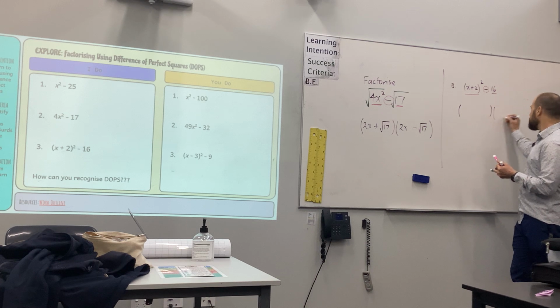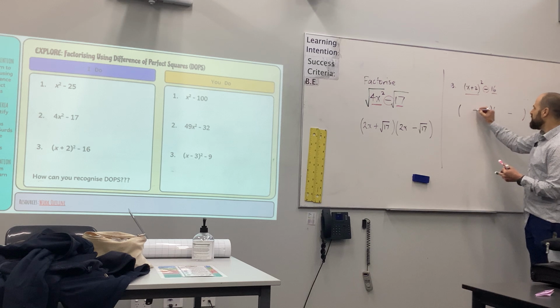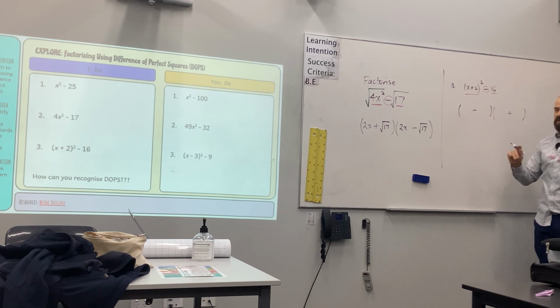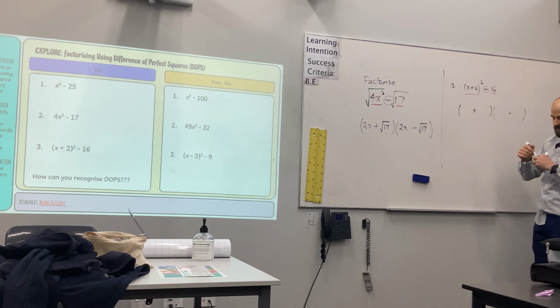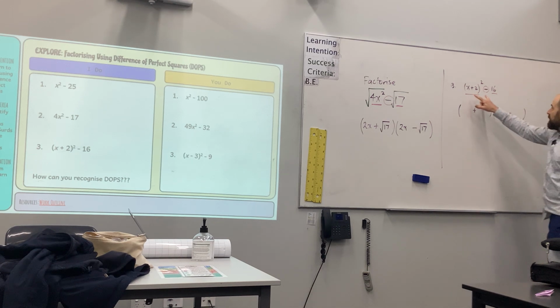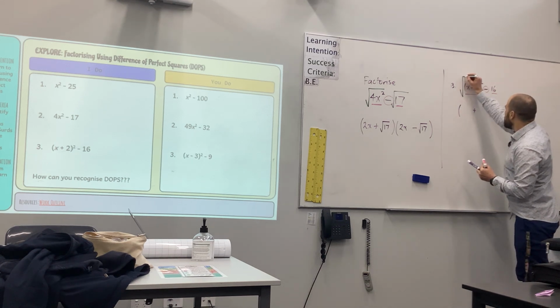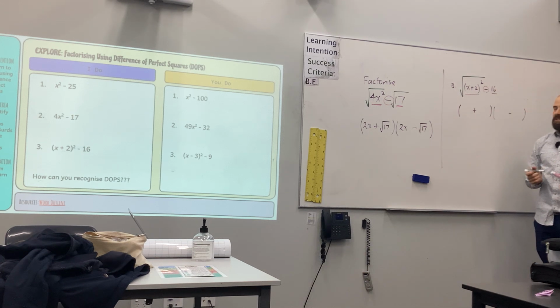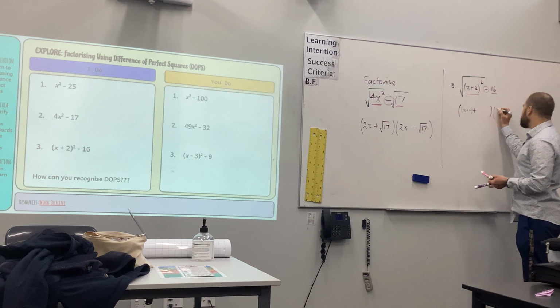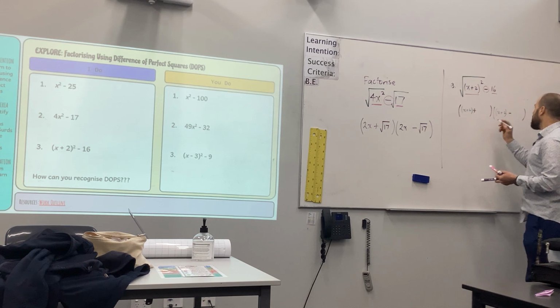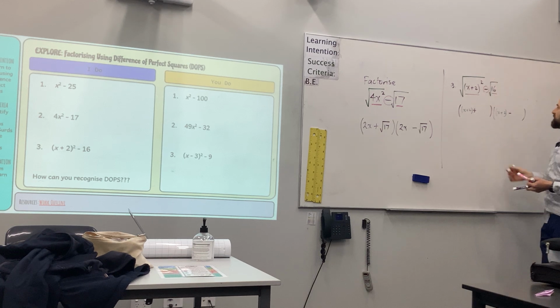We create 2 brackets. We put a plus in one, minus in the other. And just for the record, if it was this way around, that's also fine. But out of habit, I'm just going to leave the plus and the minus. If I do it the same way every time, I'm more likely to remember how to do it. I take the square root of the first term. What's the square root of x plus 2 squared? X plus 2. I take the square root of the second term. What's the square root of 16? Just 4.